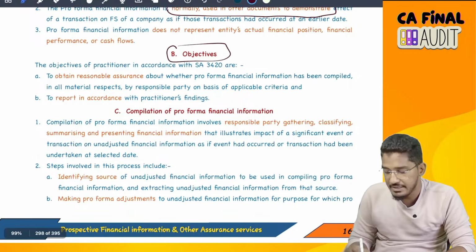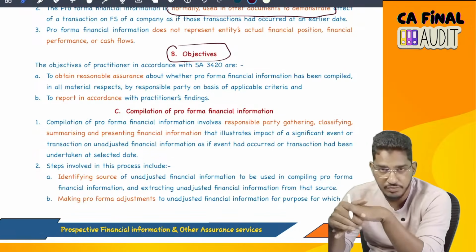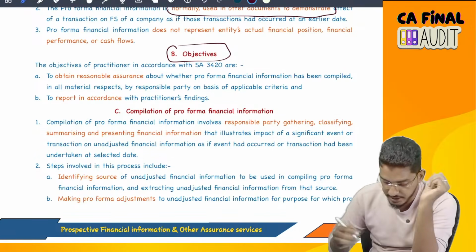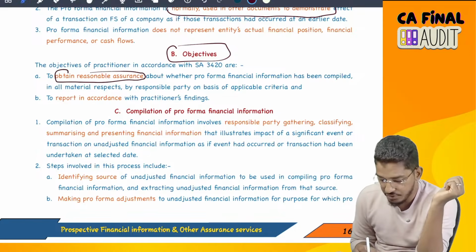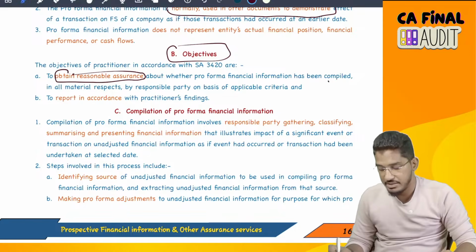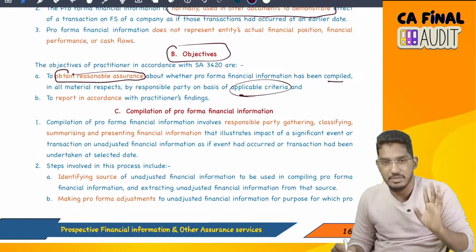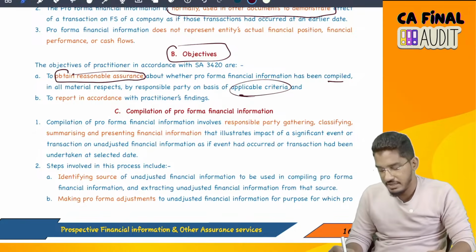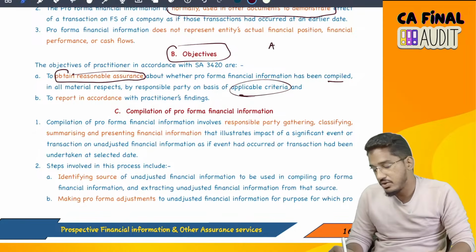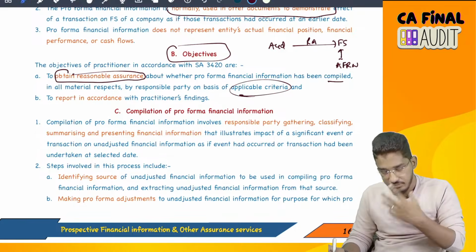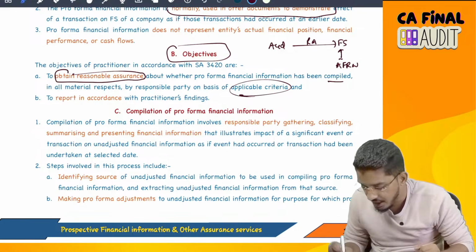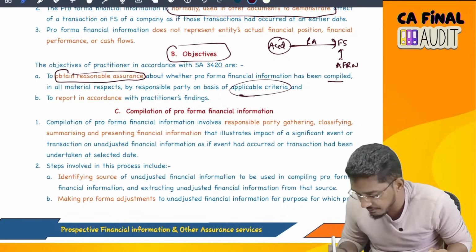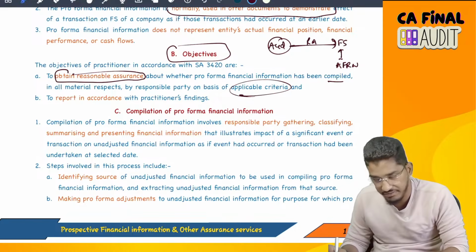Now, if a client has asked you to do the engagement relating to pro forma financial information, what will be your objective? My objective will be to obtain reasonable assurance whether this pro forma financial information has been compiled as per applicable criteria. Same like audit, guys. In the audit, as an auditor, you need to obtain reasonable assurance whether financial statements are prepared as per applicable financial reporting criteria. This is what they say, no? Generally in the audit engagement, what is our objective? As an auditor, we need to obtain reasonable assurance whether financial statements are prepared as per the applicable financial reporting framework.